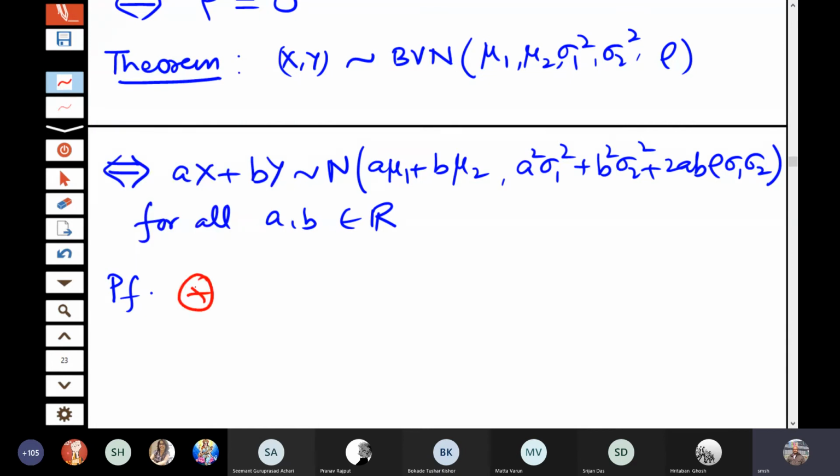Because you have to use only the joint MGF, the formula that I have already given. So if you use that, you will get the result here. So I am skipping the proof here.